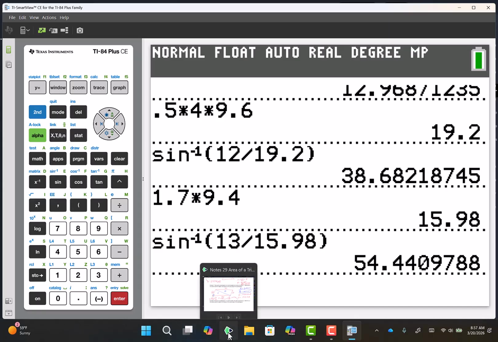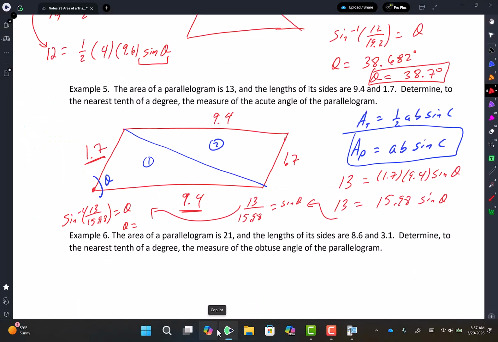54.441. Oh, well, did they say nearest degree? Nearest tenth of a degree. 54.441, and I'll change it right now. So my answer is 54.4. There it is. Cool or not cool?